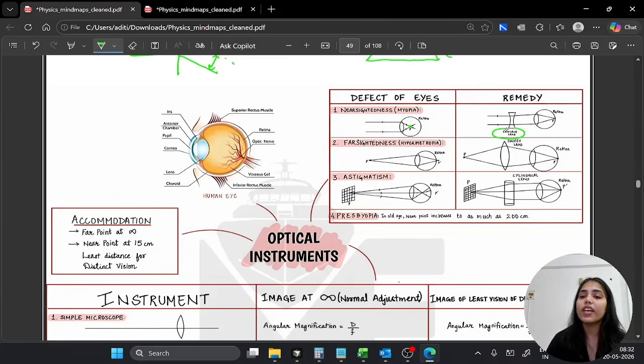Okay, to fix that, we use a concave lens. Then we have astigmatism. In this, what happens? You're not able to see crisscross lines or objects clearly on the surface. So to fix that, we use a cylindrical lens. Next, we have presbyopia. In old age, the near point increases. As we grow older, the near point, or the ability to see the nearest possible object, increases to 2 centimeters.